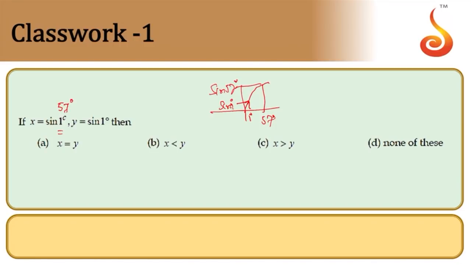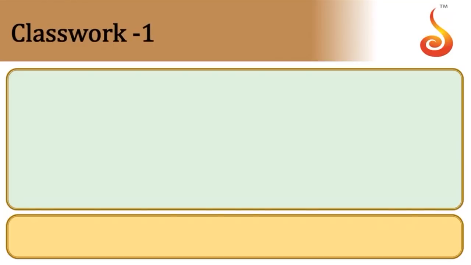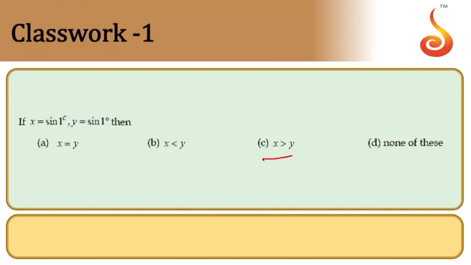Clearly you can see that this is x and this is y. This is x equal to sine 1 radian, y is equal to sine 1 degree. So x is always greater than y. So the solution for the problem is x is greater than y.